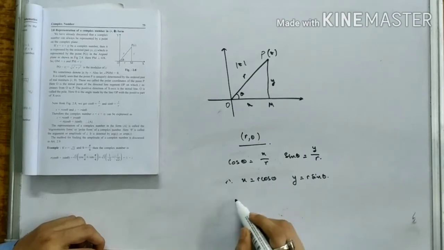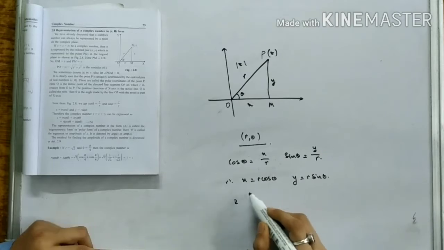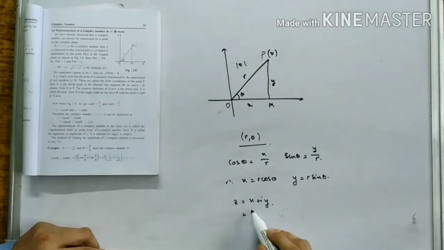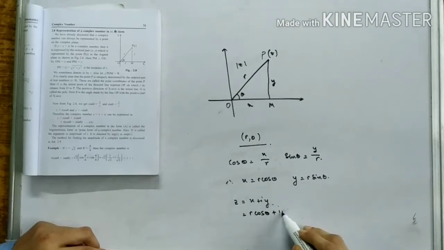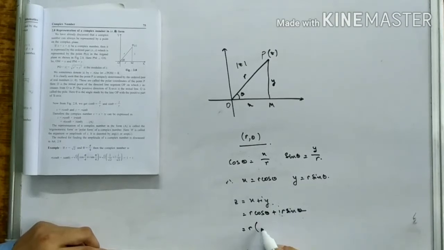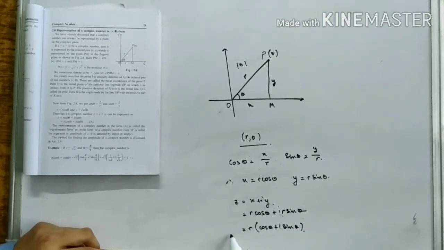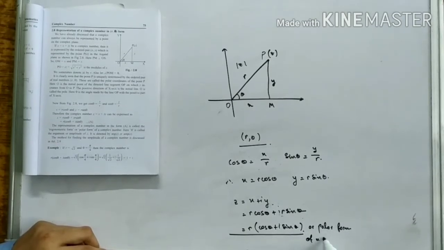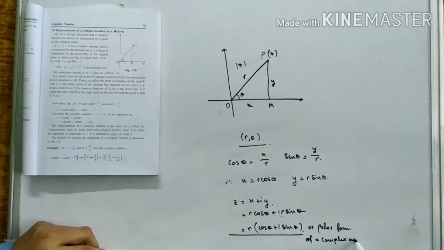So if I write this complex number, you see the complex number was z is equal to x plus iy. Now the x value is r cos theta, and y is r sine theta. I can write z is equal to r cos theta plus i r sine theta. So r common: z is equal to r (cos theta plus i sine theta). Now if I express a complex number in this form, then it is called the trigonometric form or polar form of a complex number.